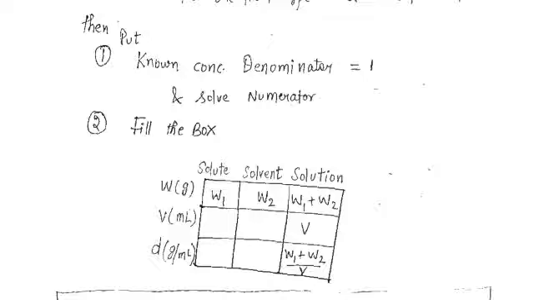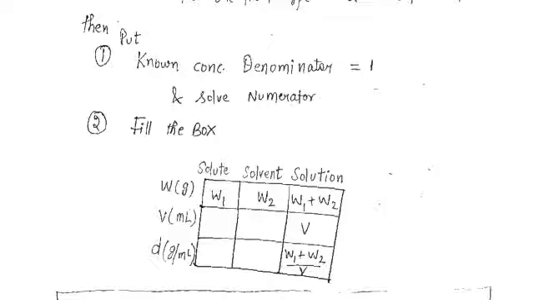Just make a very simple 3 row and 3 column box. In the rows you have to take weight in the first row, volume in the second row, and density in the third row. In the columns you have to take solute in the first column, solvent in the second column, and solution in the third column.